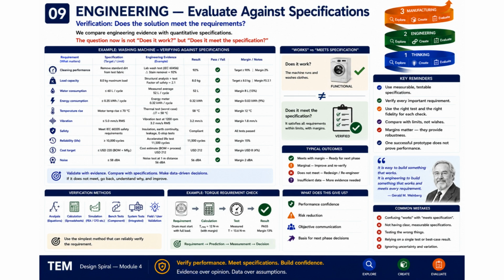If a requirement is not met, evaluation sends us back around the engineering loop. We investigate the cause, modify the design, create new evidence, and evaluate again. When the important requirements have been verified with sufficient margins and evidence, we gain something much more valuable than a working prototype. We gain performance confidence, and that confidence allows us to move toward manufacturing.